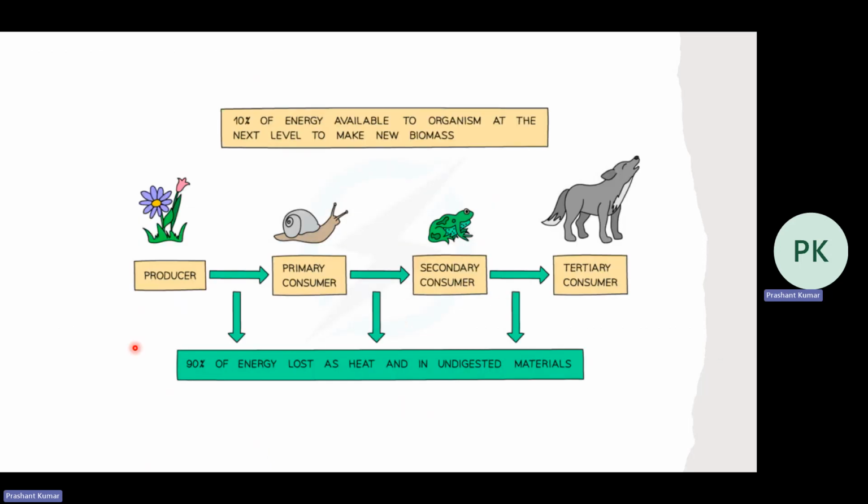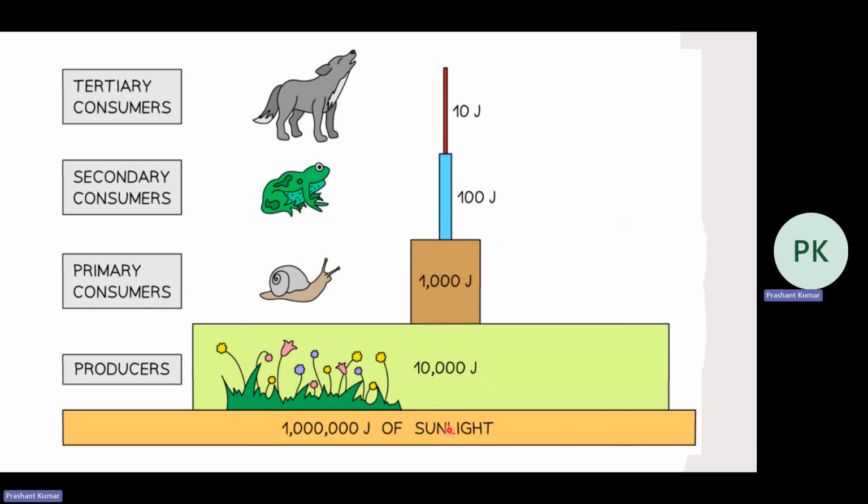Like there's a 10% rule. So producers will pass 10% of energy to the primary consumer, then secondary, and then tertiary. Now the question is, what about the 90%? So 90% is lost in the environment, and 10% will pass on to the next trophic level. Like here, if a plant has 10,000 joule, then 10% of 10,000 is 1,000 joule. That will go to the next trophic level, right? Then 10% of 1,000 is 100, and again 10% of 100 is 10. So like this, the energy is being passed on along the food chain.